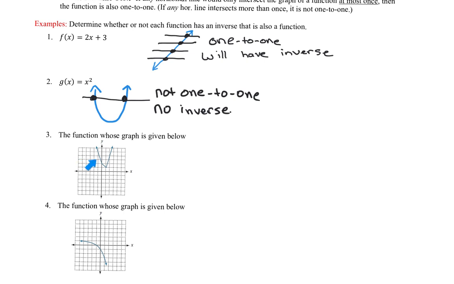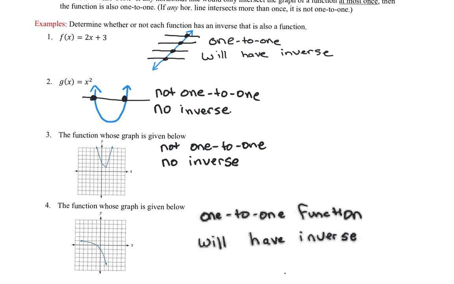If we were to draw a horizontal line through this, would it touch the graph in more than one place? Yes, it does. Therefore, this is not a one-to-one function. It will have no inverse. If we take a look at the function in number 4, let's try the horizontal line test through this function. And no matter where we draw that horizontal line, it will touch the graph in no more than one place. So this is a one-to-one function, and it will have an inverse.